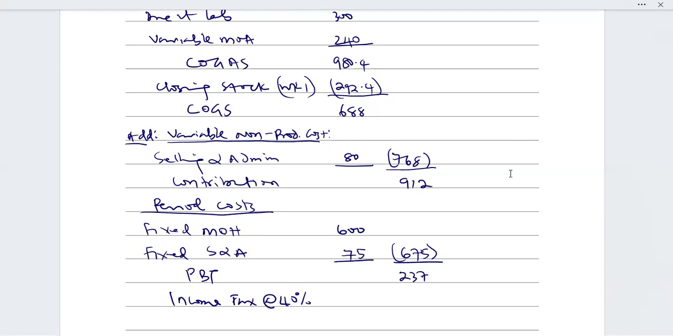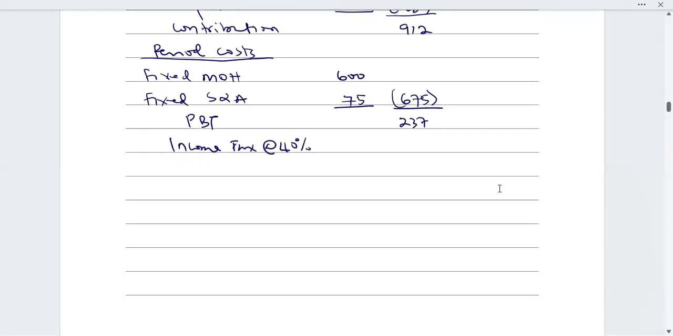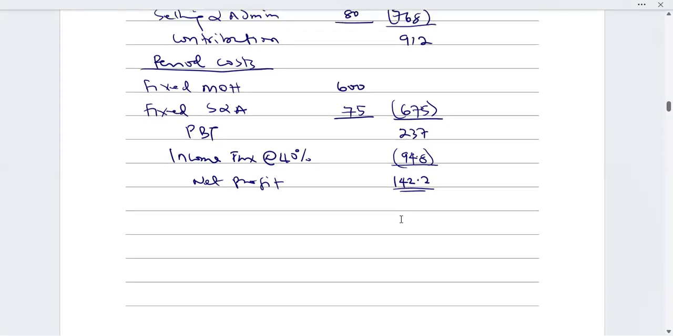So what's 40% of 237? Multiply: 94.8. So what's the difference? Net profits. Minus 142.2. So this represents the net profit for 2008.